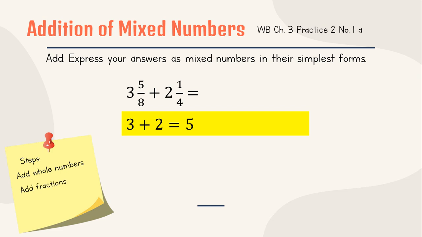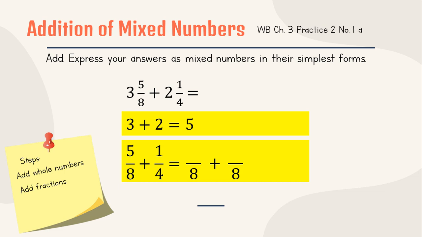After that, add the fractions. What are the fractions? 5/8 plus 1/4. Once again, look at the denominators. These denominators are unlike. These fractions are called unlike fractions, okay? Because the denominators are different, we're going to make them the same. What is the same denominator that we can use together? 8. Why 8? Because 4 can be made into 8. That's it.